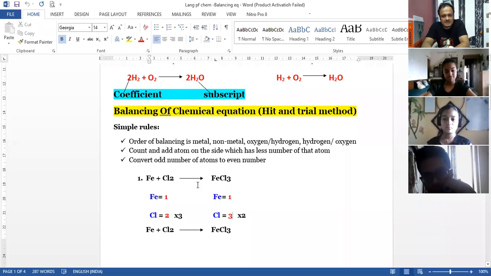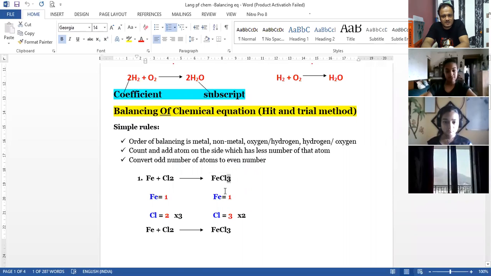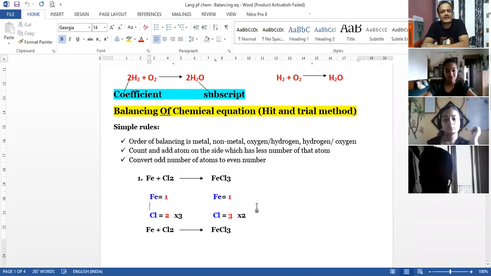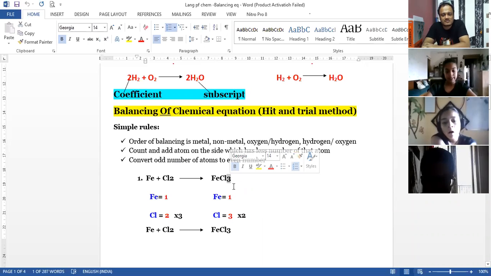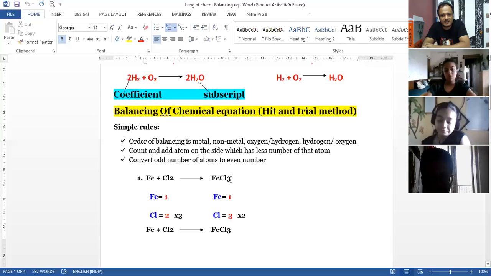So in order to balance this, the second rule is that if we have the same element on both sides with an odd number and an even number, you will convert the odd number into an even number. We have chlorine which has 2 on the left hand side and 3 on the right hand side. So 3 being the odd number, we will convert that 3 into an even number. How do I convert it? We cannot just erase this 3 and put an even number over there. We have to multiply this 3 with a number so that it gives you an even number. So we multiply this 3 with a 2, which gives you 6, and 6 is an even number.